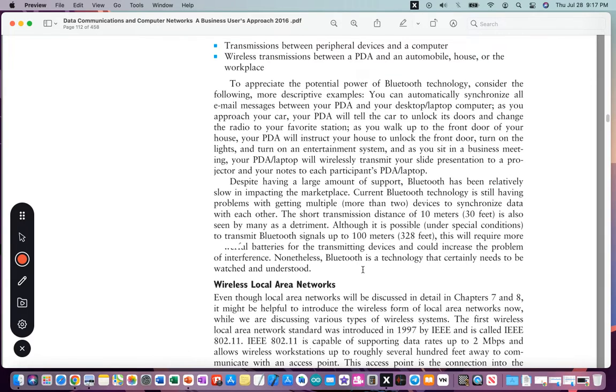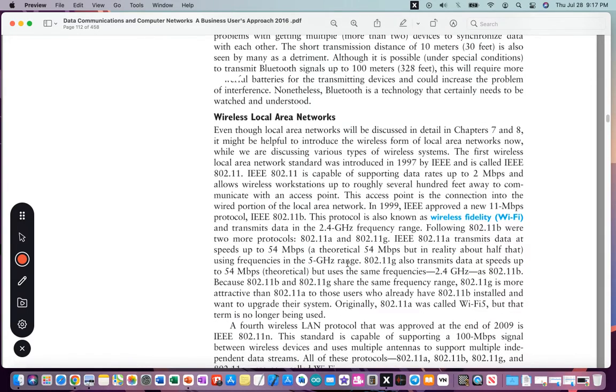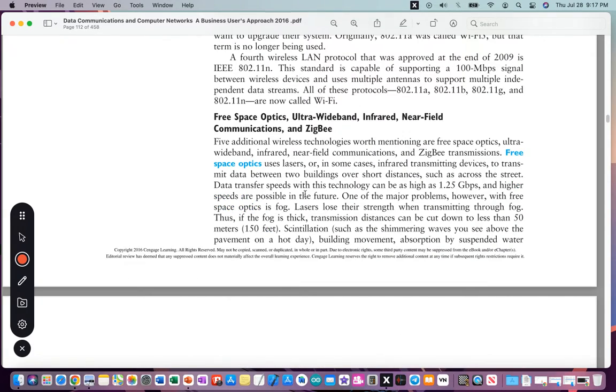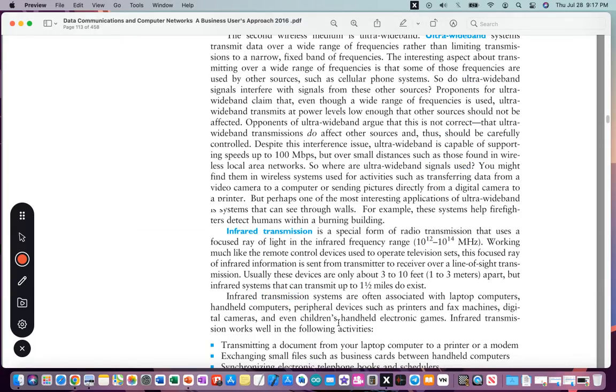Yeah. So if we go to the local area network, we'll see the standards, which is 802.11a, 802.11b, 802.11g, and all these are called Wi-Fi, wireless area networks. All right. And if we keep going, we'll see free space optics, ultra-wideband, infrared, near-field communication, and Zigbee, and each one of these is mentioned briefly here.